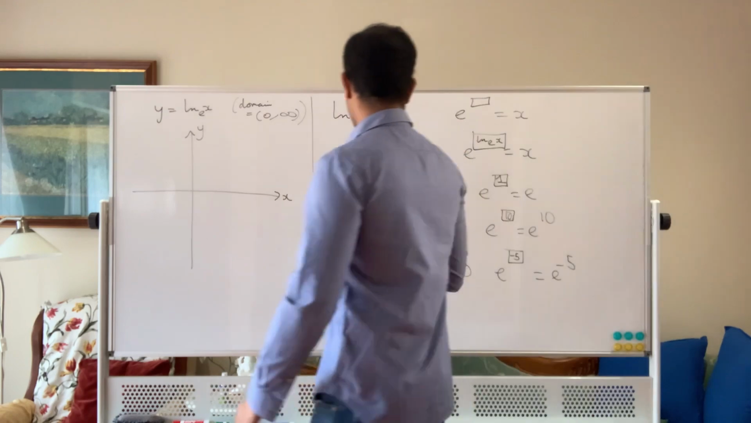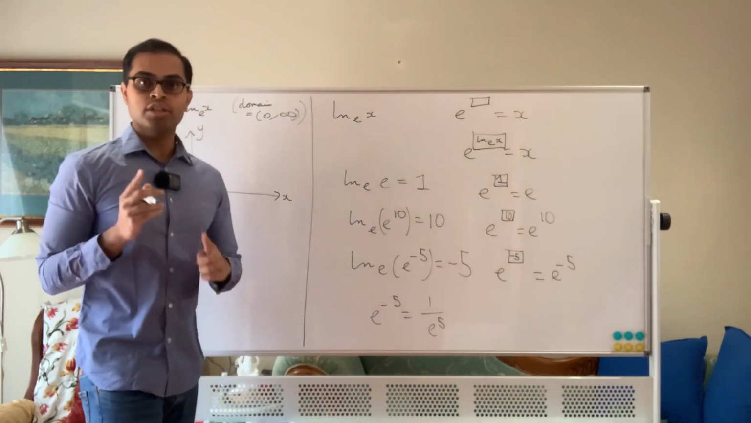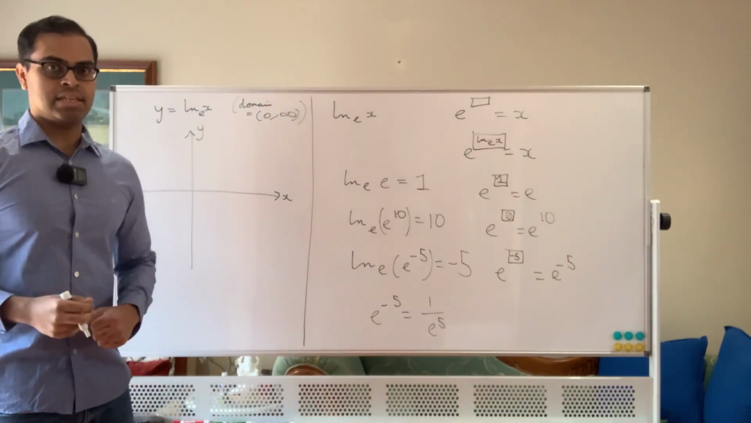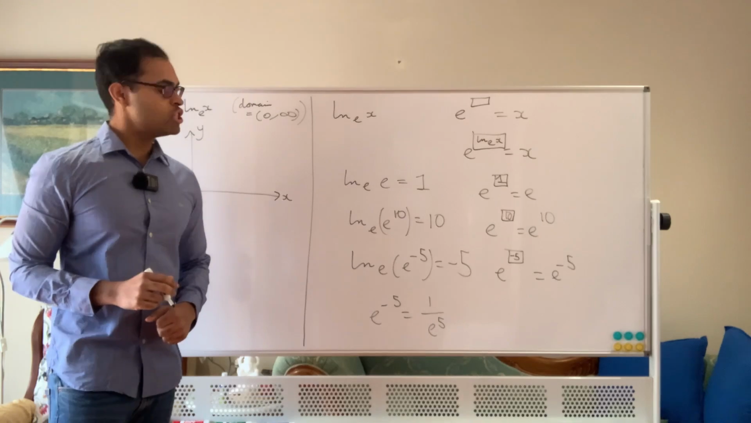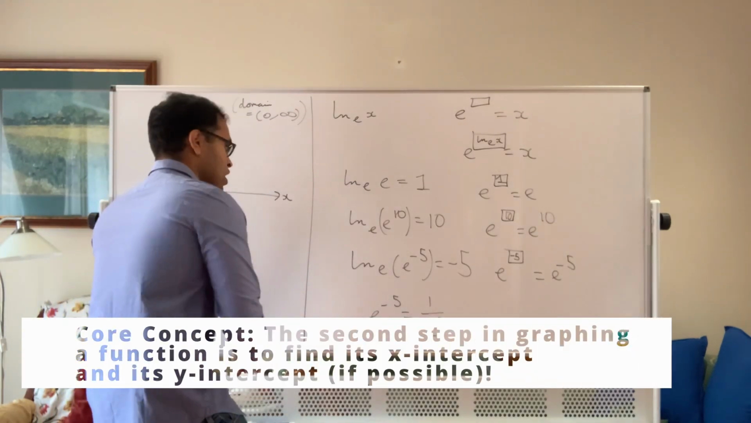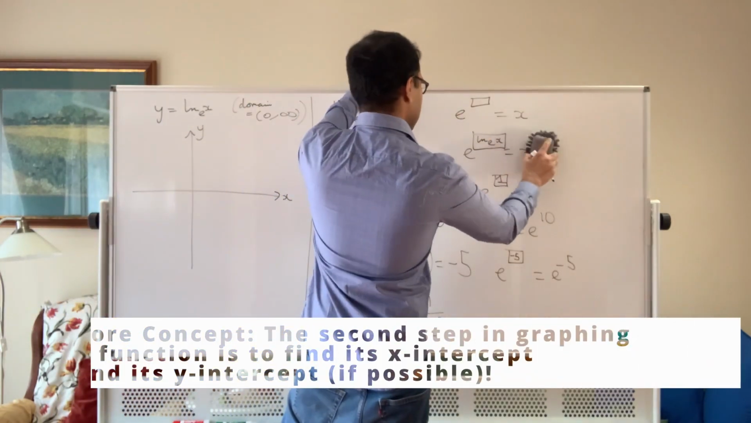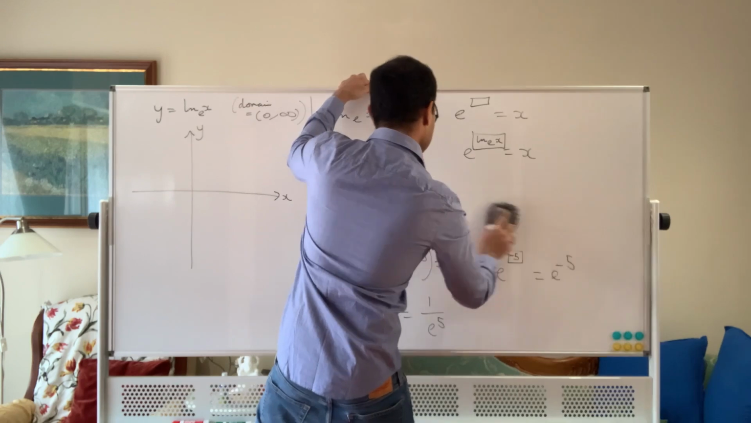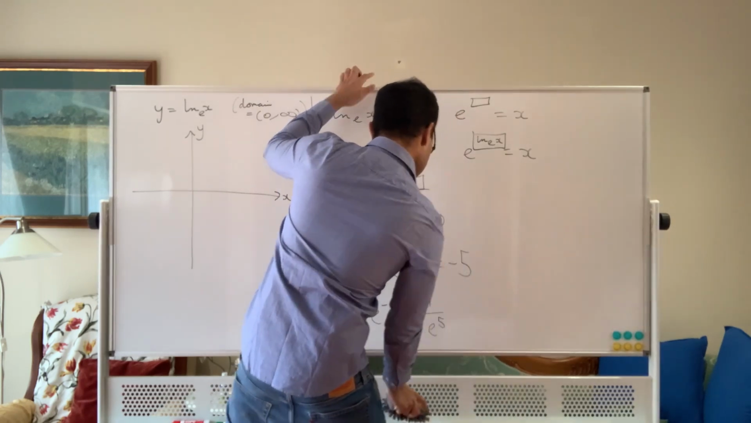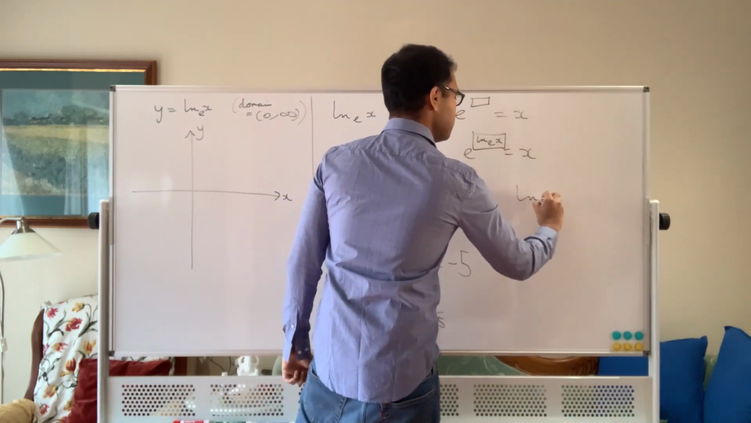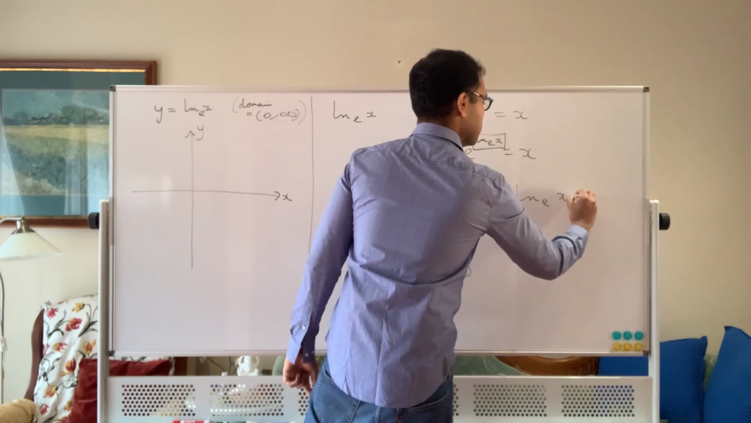Well, here's the first point. When is log of something going to be 0? So is there an x-intercept? That's a good point when graphing a function. Is there an x-intercept? So let's quickly check that out. So here I'm going to sort of erase this. Well, an x-intercept would be log e of something is equal to 0.